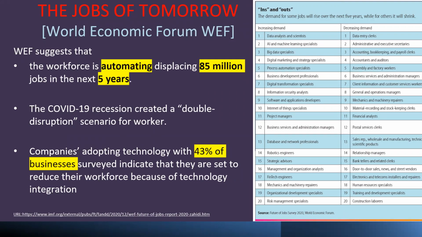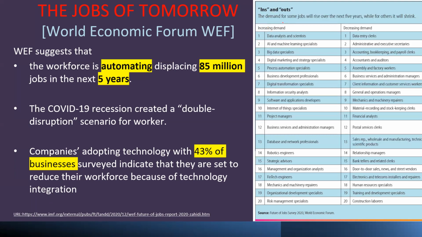So on the right hand side, I actually have the ins and the outs. Pretty much, the demand for some jobs would actually rise over the next 5 years, and then we have those that would actually decrease in demand. I don't know if you guys can see this properly. Can someone confirm if they're actually seeing that table on the right hand side? I'm just going to start highlighting so it's a lot easier for you to see these.